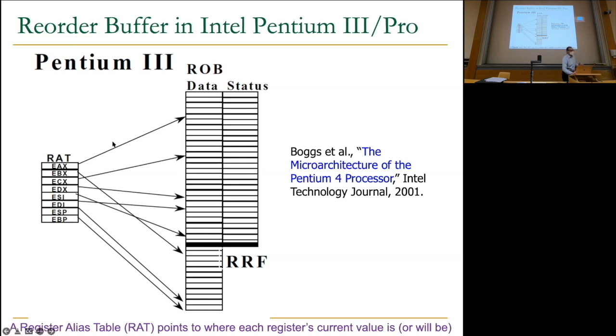Basically, register 0 is in reorder buffer entry, I don't know, 5. Register 1, these are the x86 encodings of the registers, is in the architectural register file. So you can find register 1 in the architectural register file. Register 2 is in reorder buffer entry, I don't know, 55. So we're mapping the architectural register ID to locations in the reorder buffer and the register file. It's called the register alias table, and it points to where each register's current value is or will be. Okay, this is very powerful, and we will see this a lot more in the out-of-order execution lectures.